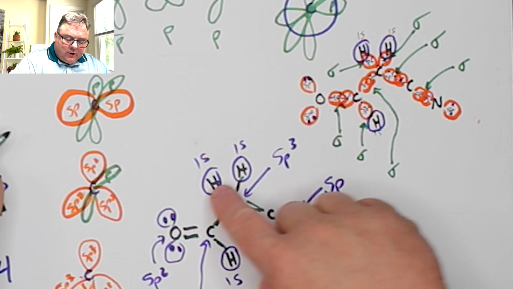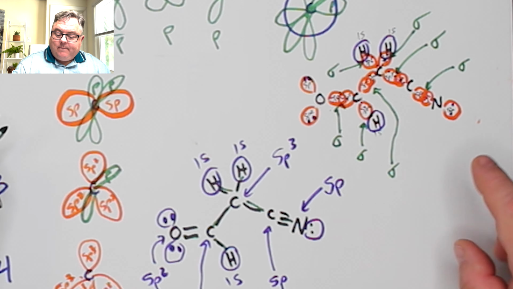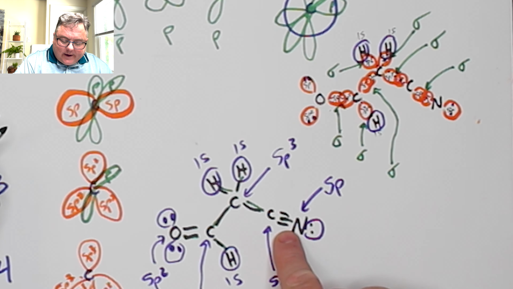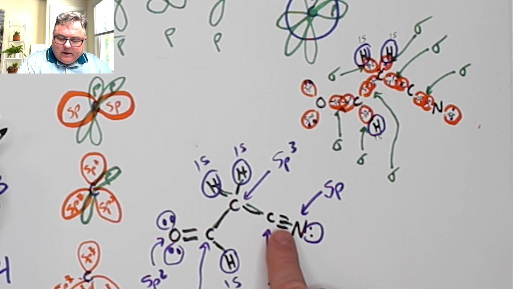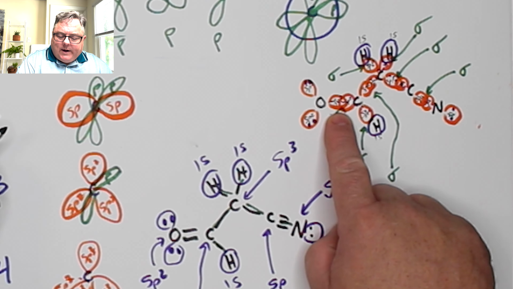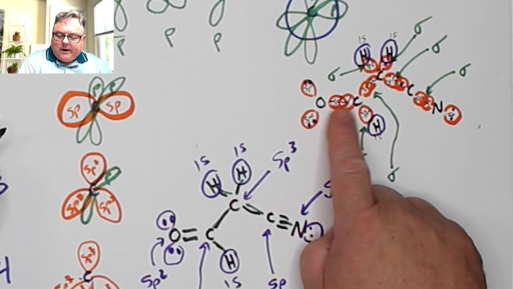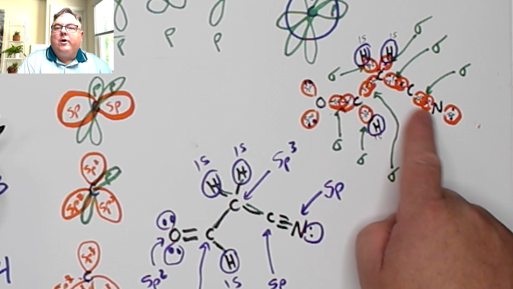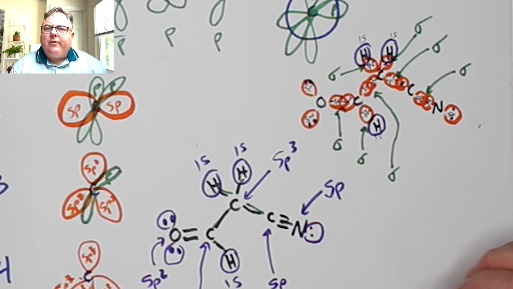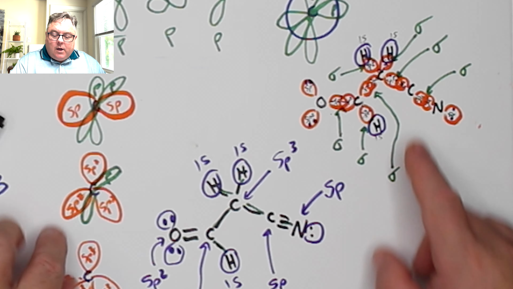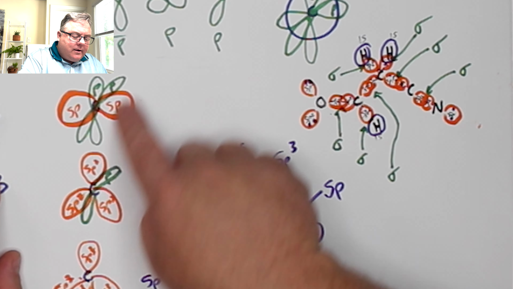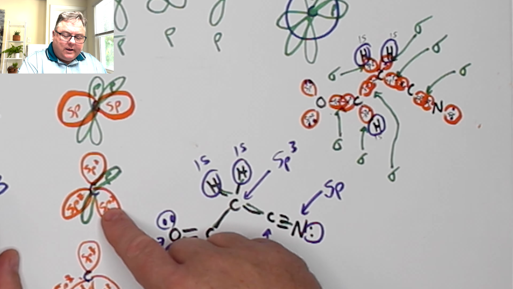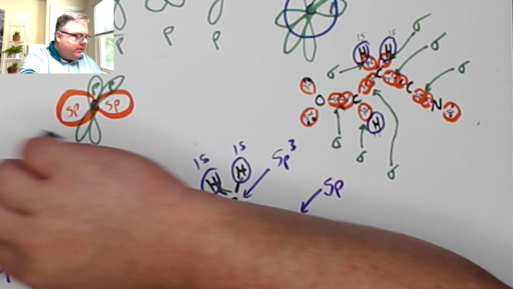So that's where all the single bonds or sigma bonds are. But we also have a second bond here, and a second and a third bond here. And right now I only have one bond between carbon and oxygen and only one bond between carbon and nitrogen. So where do those other bonds come from? Well, those bonds come from these green unhybridized p orbitals that were left over. I forgot to draw those in over here.